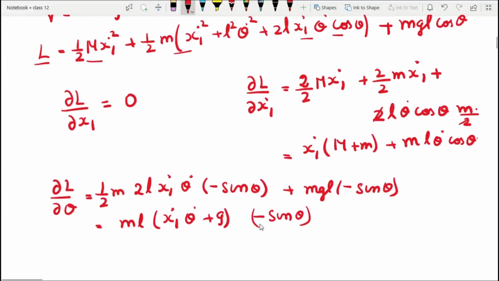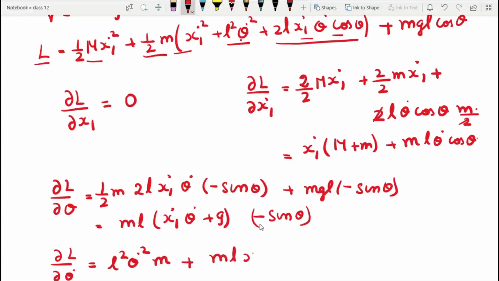Then we will be finding dou L by dou theta dot. Theta dot is present only in this term, and also here. So by simplifying it, we will be getting L square theta dot into m, and here 2 theta dot, and this 2 and half m will get cancelled, plus m L x1 dot cos theta. So 2 and 2 will get cancelled, remaining will be this. Now we have to find which among the 4 options is the correct one.